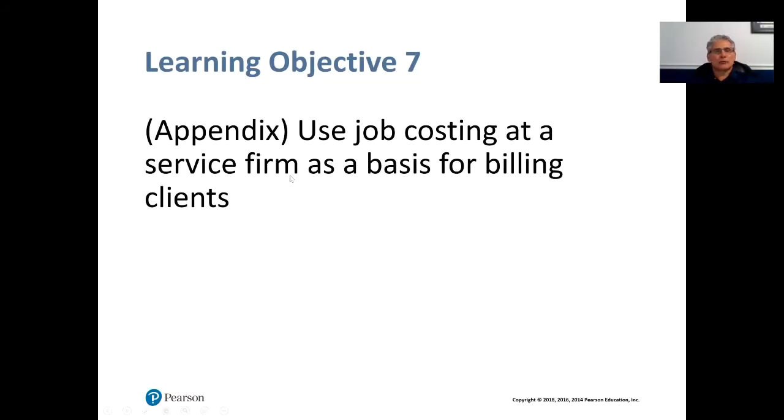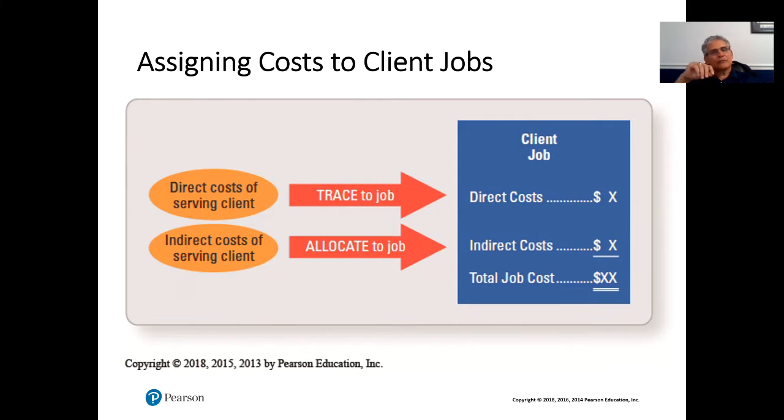Okay, moving on to objective number 7, use job costing at a service firm as a basis for billing clients. Many service companies actually bill based upon the cost. So you'll take your direct cost of serving the client, you'll have an indirect cost of serving the client. The direct cost will be assigned to the client job.